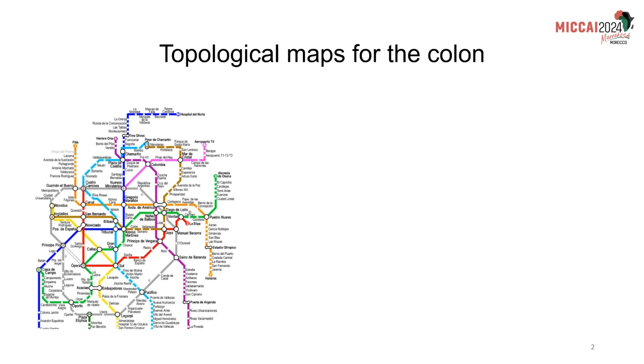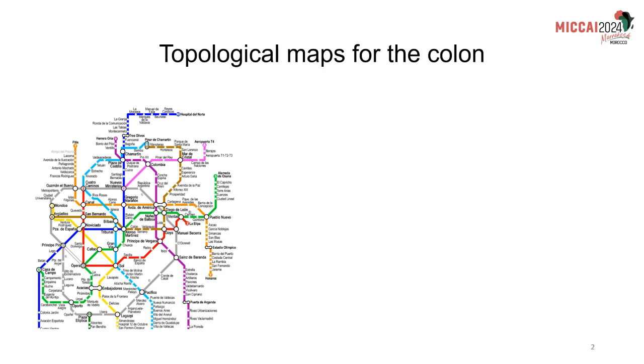The best prototype of a topological map is this underground map, where we have nodes and edges. The nodes represent the stations of the underground, and the edges represent traversability links between them, meaning that we can travel from one station to the other if there is a link between them.